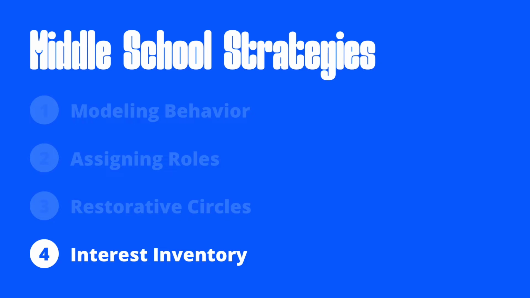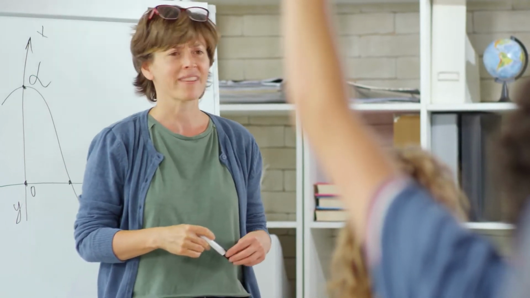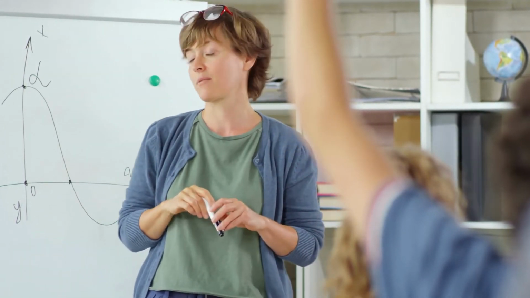Number 4, interest inventory. The problem? You're struggling to create positive relationships with students. Middle school students can be a tough crowd, but that doesn't mean you can't create relationships that lead to academic success. Your solution? Survey your students. Find a set of routines you can utilize in casual interactions. This is great for middle school grades.